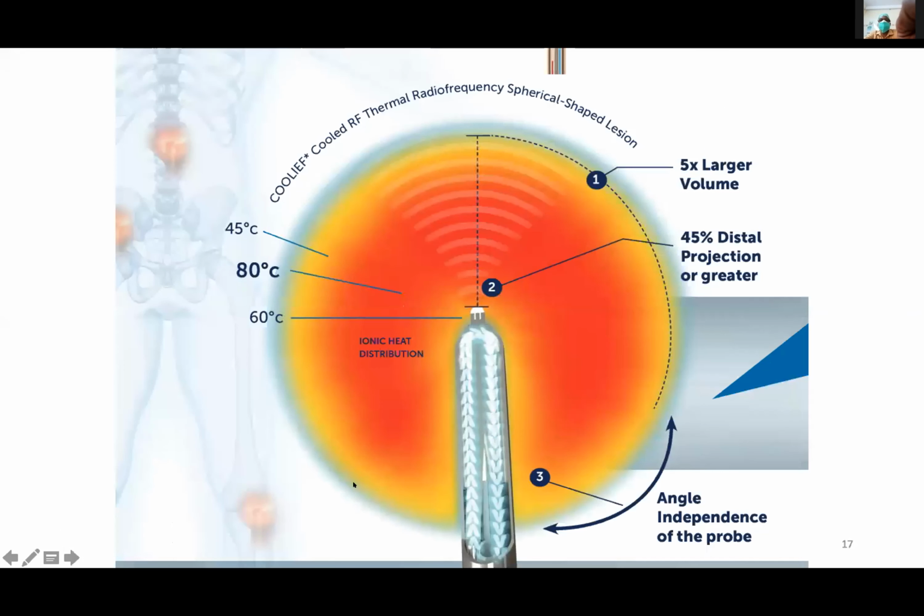So what does a cooled RF do? A cooled RF covers more than 5 times larger volume, and there is angle independence of the probe. In standard RF, you have to keep the needle parallel to the nerve. In the cooled RF, you have the angle independence of the probe, and because you can cater to a larger volume, you can see in the periphery also you can have a temperature of around 80 degrees.